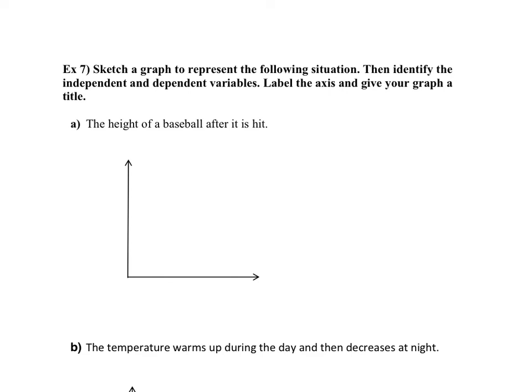All right, so now what we're going to do is we're going to go backwards. So they're going to give you a brief description, and your job is to come up with the picture, okay? Then you'll also need to identify independent and dependent variables, and let's make sure we do our labels, okay? So this is the height of the baseball after it is hit.